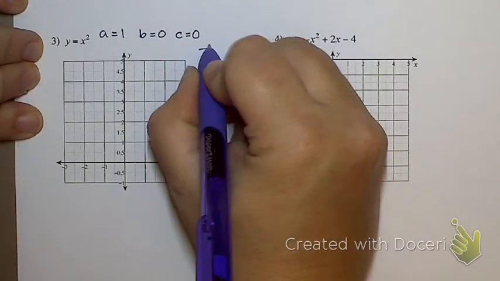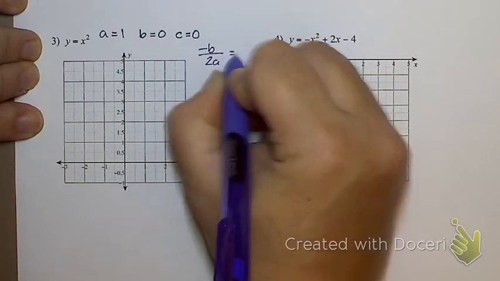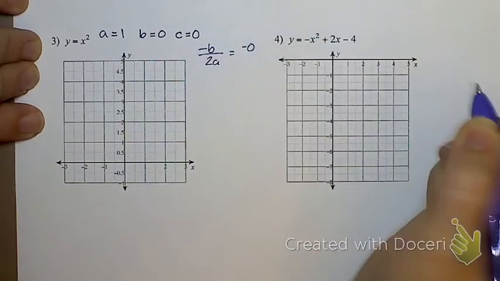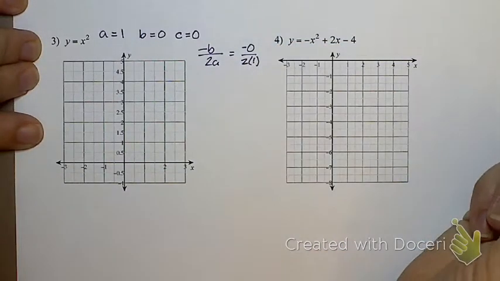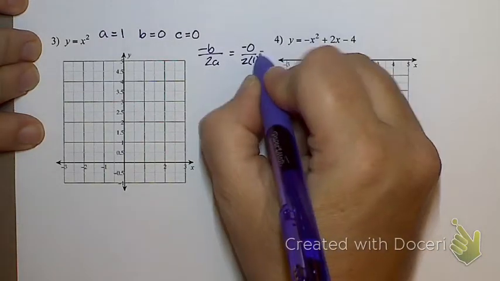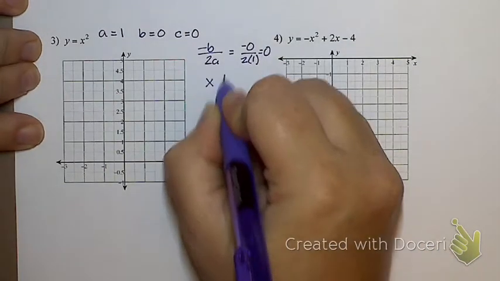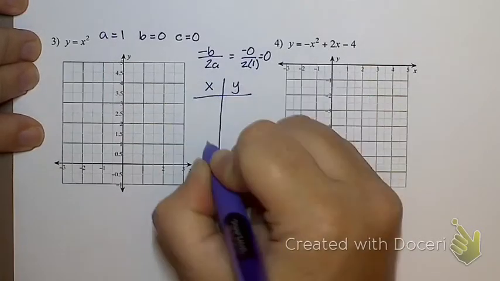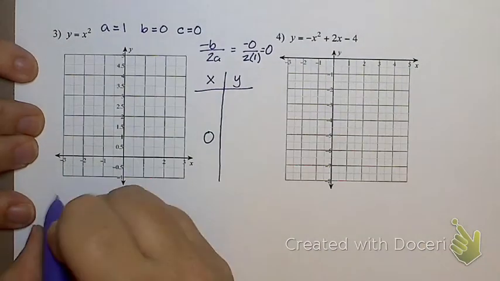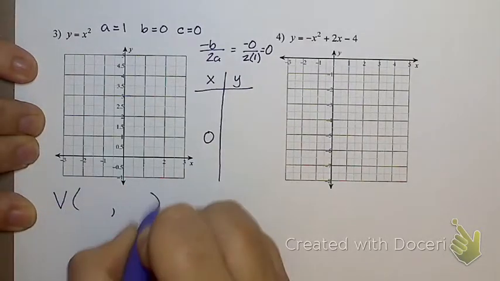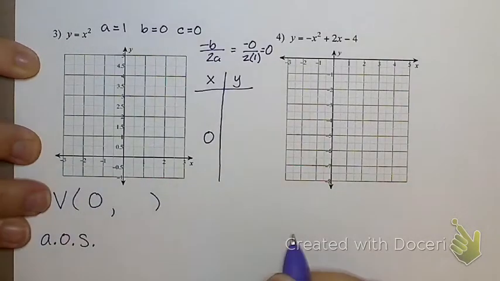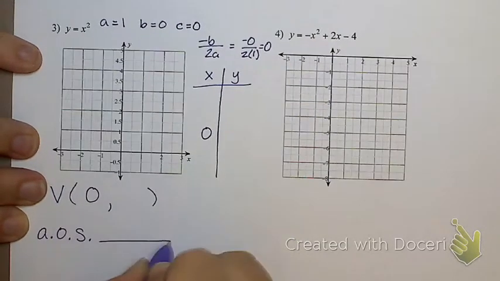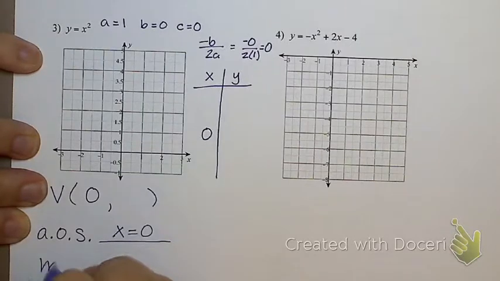So when I do negative B over 2A, I'm getting negative 0, which doesn't really make sense. It's just 0, over 2 times 1. And what's 0 over anything? 0. So on my XY chart, 0 is what goes in the middle. So there's my vertex, it's 0. What's my axis of symmetry? X equals 0. Just getting all my information here.